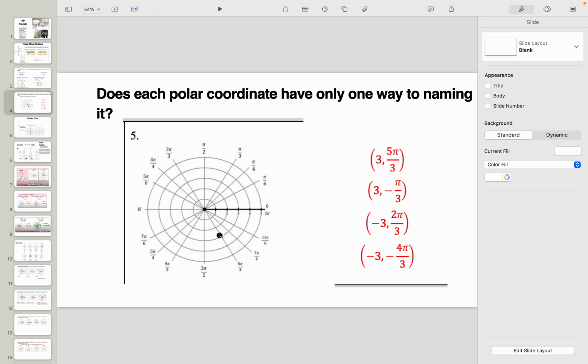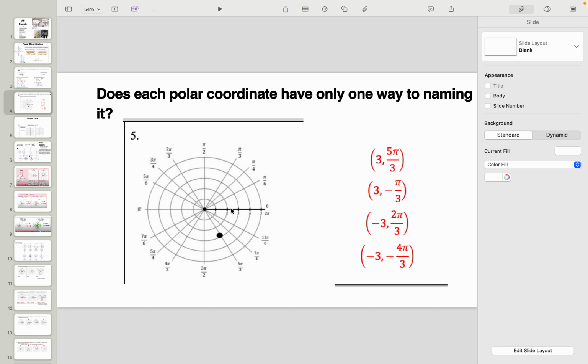So I can go -3, right? If I first go -3, and then I can go 2 pi over 3. Because -3 would be going backwards from it. So if I go -3, and then I'm coming 2 pi over 3. So you have to be very careful of how you're working these. So I have 5 pi over 3, because there's my angle right there. I can see it. It's nicely labeled.